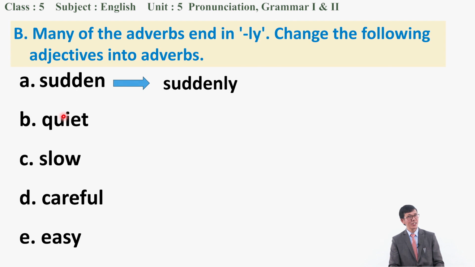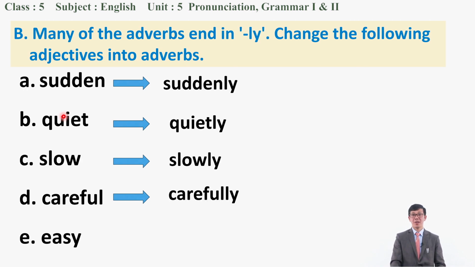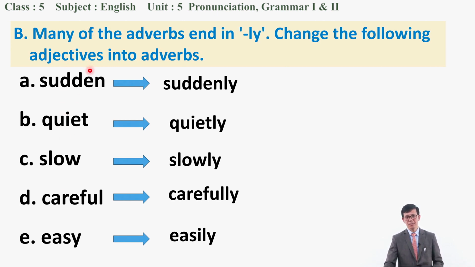Quiet. Look at here. Quietly. Now, you are clear enough about this one. Slow. Slowly. Okay? Careful. Very good. Carefully. Okay? Easy. Easily. Look at here. These adjectives, they don't have ly. But look at here, the adverbs. Adverbs mainly end with ly. Easily. Very simple.